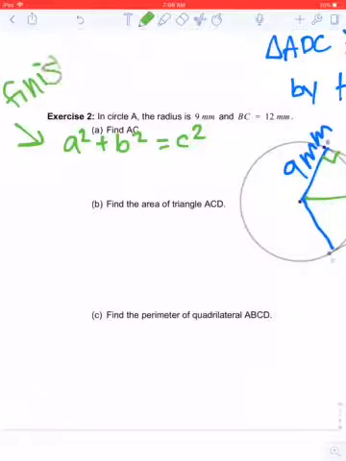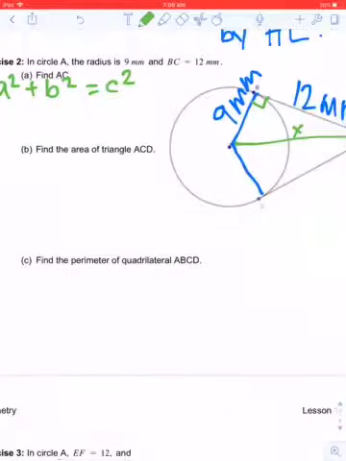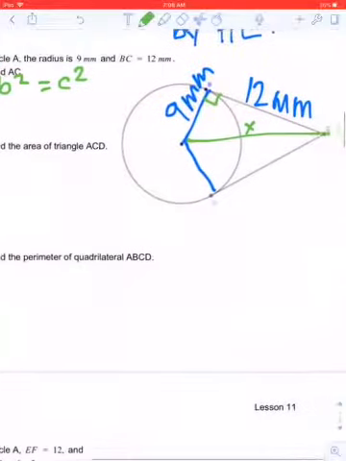If you need to, pause the video while you finish, and then you can keep going. Now it wants you to find the area of triangle ACD. So if you take a look, now we want the area.